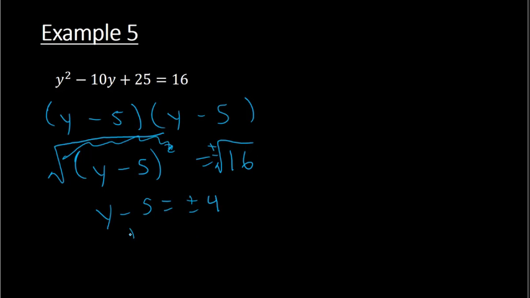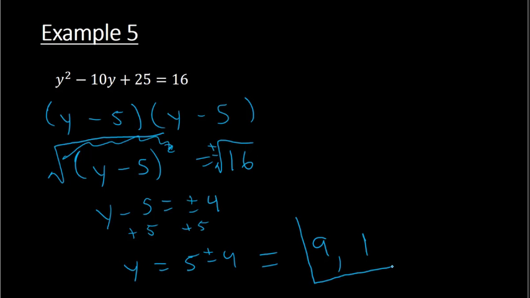And then I can solve for y by adding 5 to both sides. We now have y equals 5 plus or minus 4. And don't forget to finish this off. We have 5 plus 4, which is 9. 5 minus 4, which is 1. So I have two different solutions, where y is 9 and y is 1.